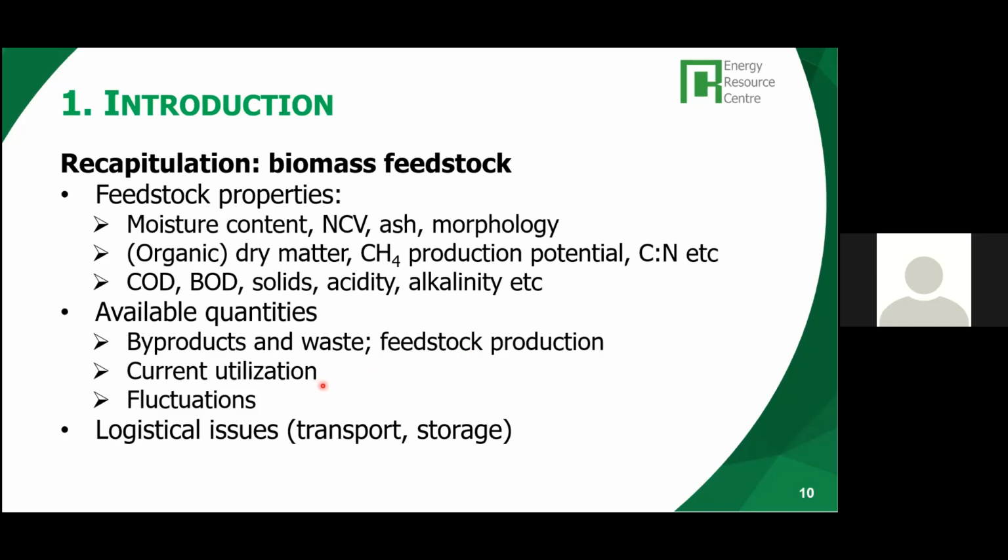What's important is the extent to which existing resources are already being utilized for any purposes. So that might mean that the actually available quantities are more limited than what is being produced. And what's important is the fluctuation in the availability. And thirdly, what's important is the logistics of getting the biomass from where it's produced or where it's available to where it can be converted to energy.